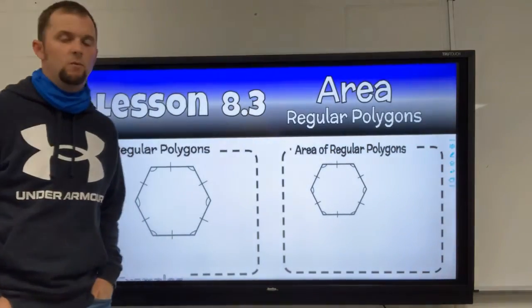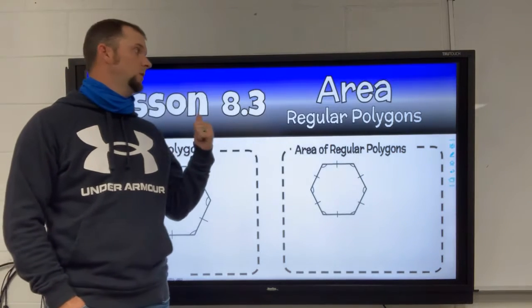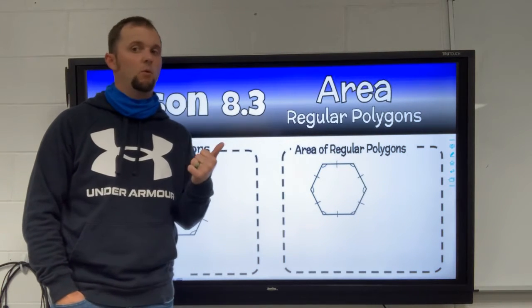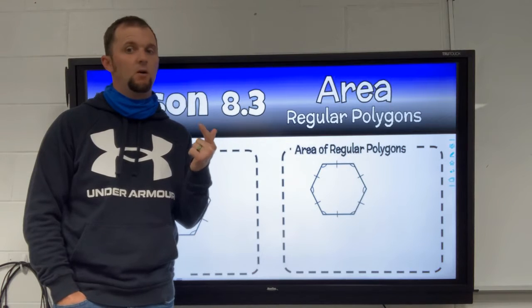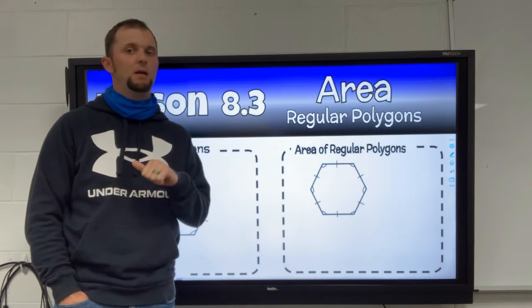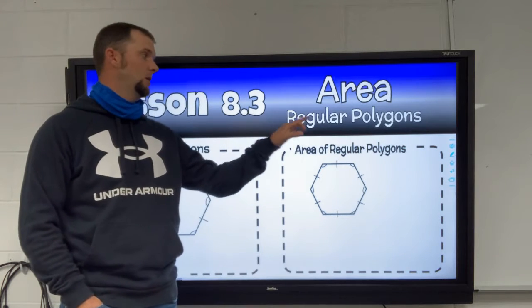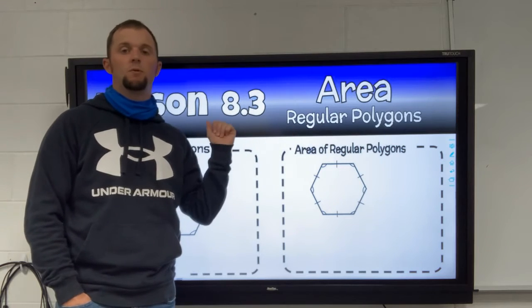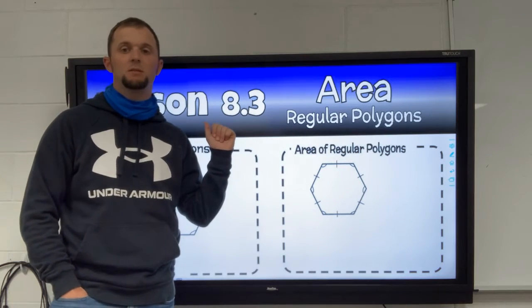So for today, we're moving on to 8.3, which is something called area of regular polygons. In 8.1 and 8.2, we were finding the area of some different types of polygons. Now we're going to be finding something called a regular polygon, okay? So let's jump over to the exact definitions of these and let's get started.